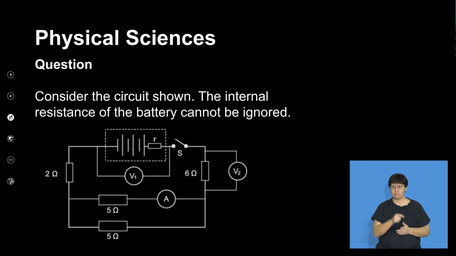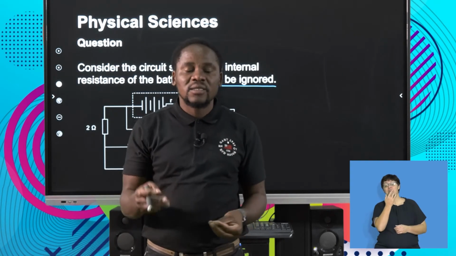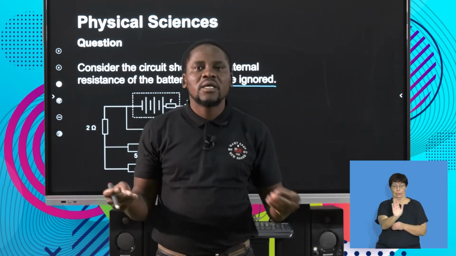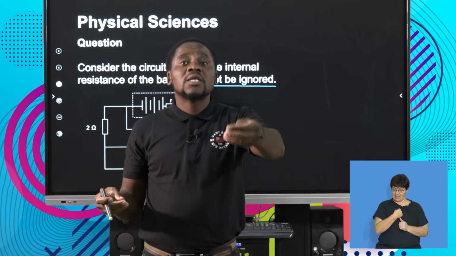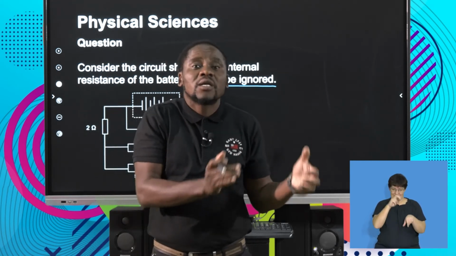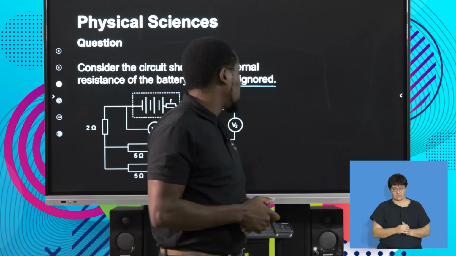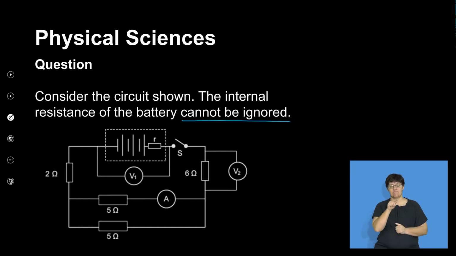Now, here is a practical example. Consider the circuit shown, okay? The internal resistance of the battery cannot be ignored. So let's interpret that. It's a very important piece of information. We are told that we are not going to ignore the internal resistance of the battery. What does that tell us? It tells us that the internal resistance of the battery is not negligible. We are going to take into account the internal resistance of the battery. Very, very important. Right. So here is the circuit that is given.